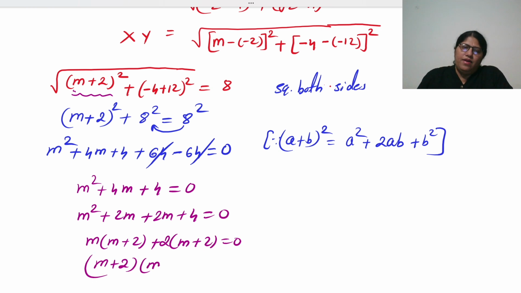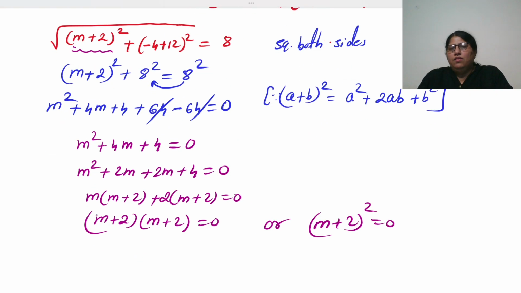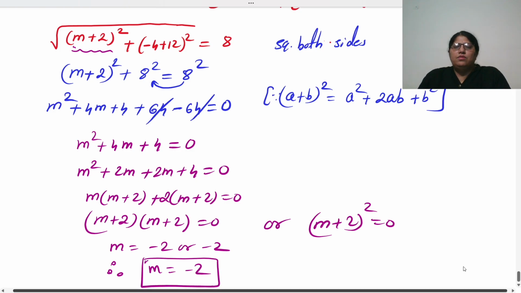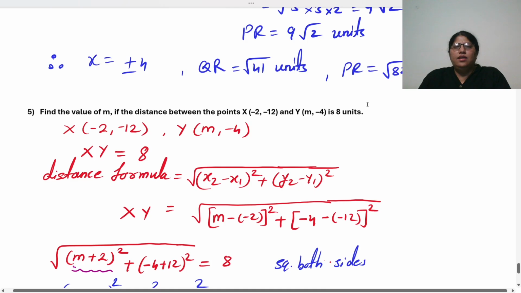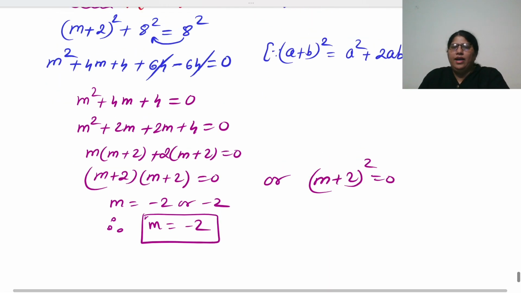So what is going to be the value of m? Because we started with m plus 2 whole square, you know that when b square minus 4ac equals 0, these are two equal solutions: minus 2 or minus 2, right? Therefore, m is minus 2. So you are getting the value of m, which is minus 2, correct? What are they asking here? Find the value of m. So you got m as minus 2. So again, you have used the distance formula to calculate the value of m.